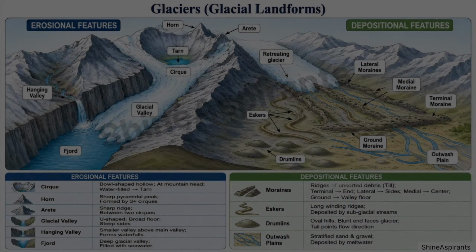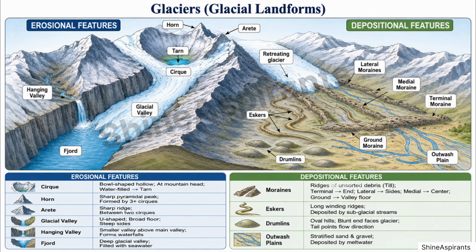C. Glaciers, glacial landforms. Erosional features. Cirque: ball-shaped hollow at mountain head, water-filled tarn. Horn: sharp pyramidal peak, formed by 3 or more cirques eroding back. Arete: sharp ridge between 2 cirques. Glacial valley: U-shaped, broad floor, steep sides. Hanging valley: smaller valley above main valley, forms waterfalls. Fjord: deep glacial valley filled with seawater.